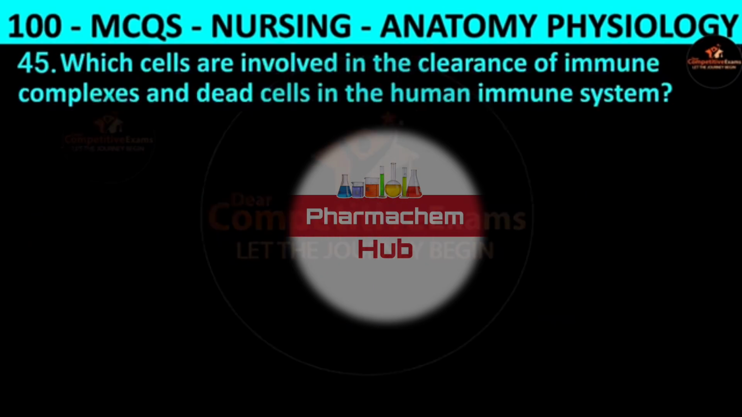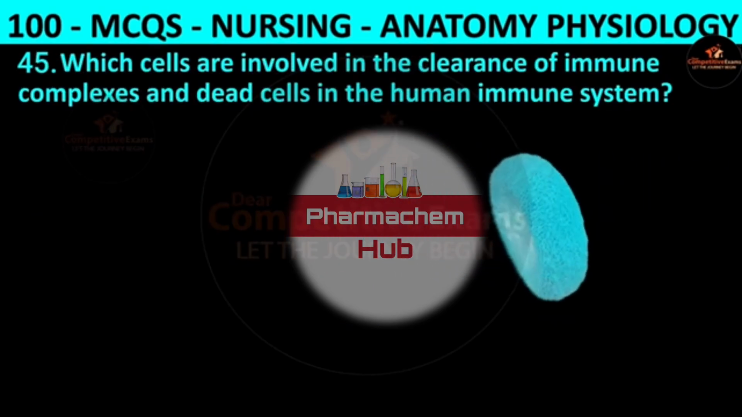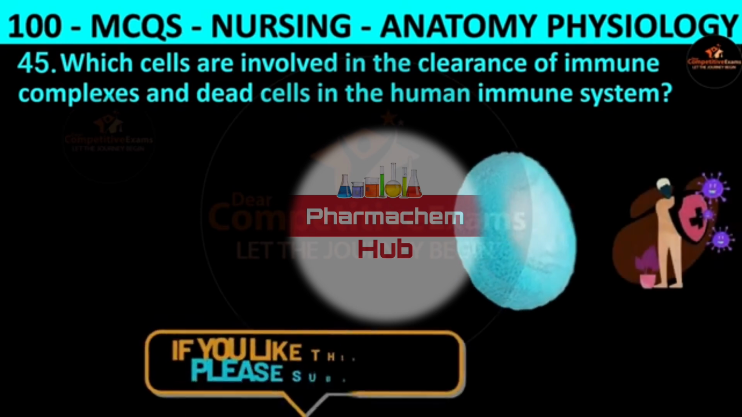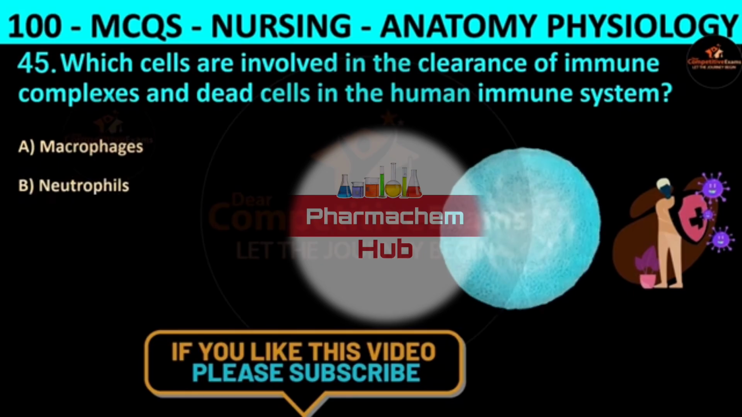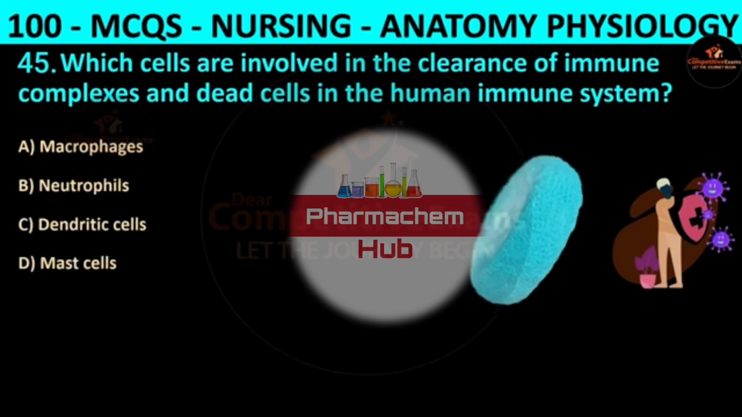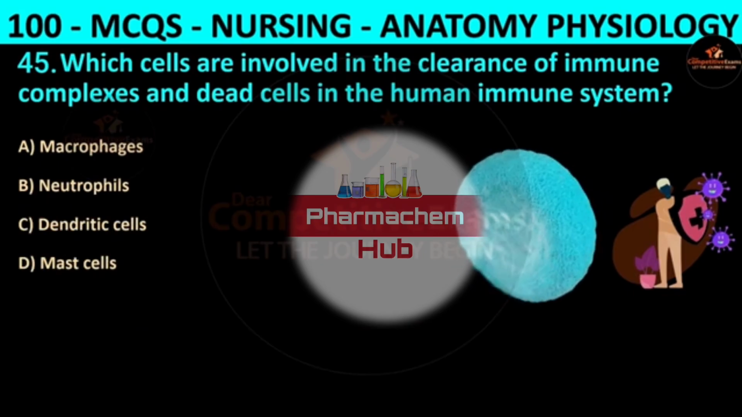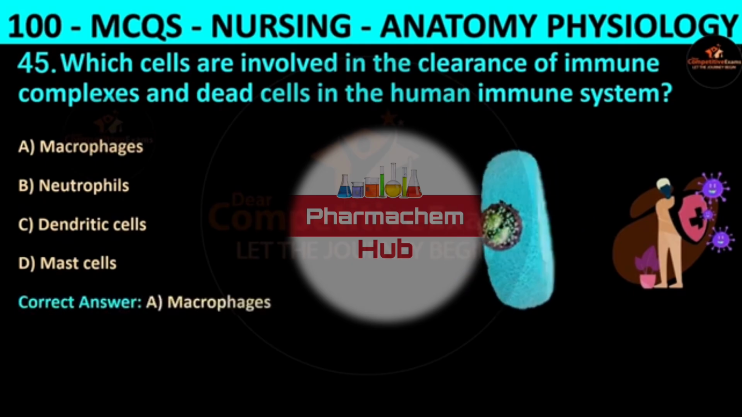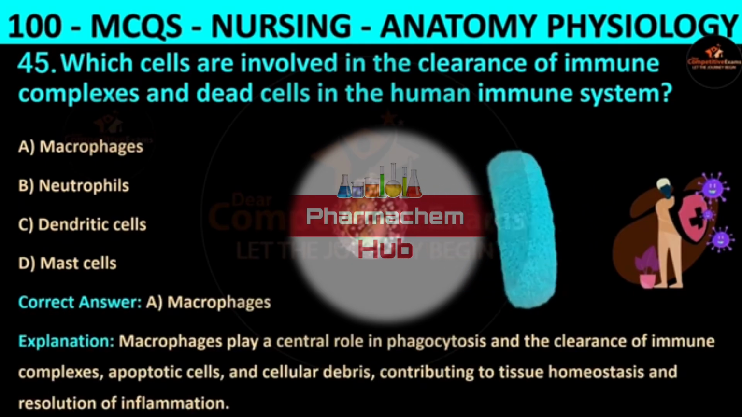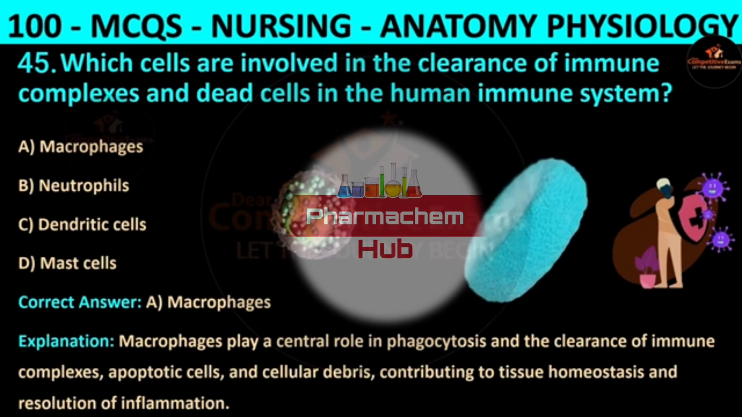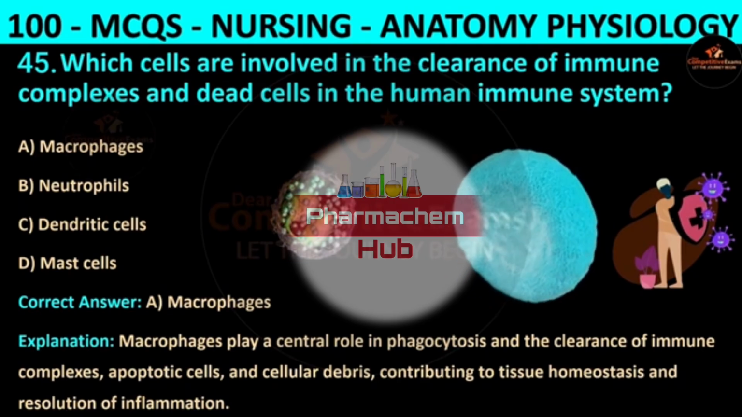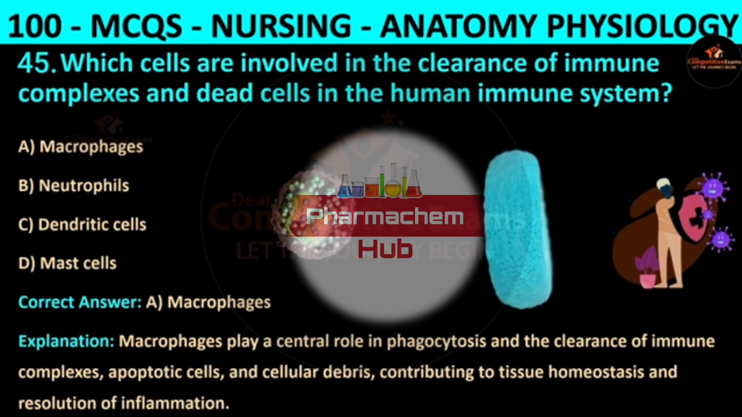Question number 45. Which cells are involved in the clearance of immune complexes and dead cells in the human immune system? The options are macrophages, neutrophils, dendritic cells, or mast cells. The correct answer is A, that is macrophages. Macrophages play a central role in phagocytosis and the clearance of immune complexes, apoptotic cells, and cellular debris, contributing to tissue homeostasis and resolution of inflammation.